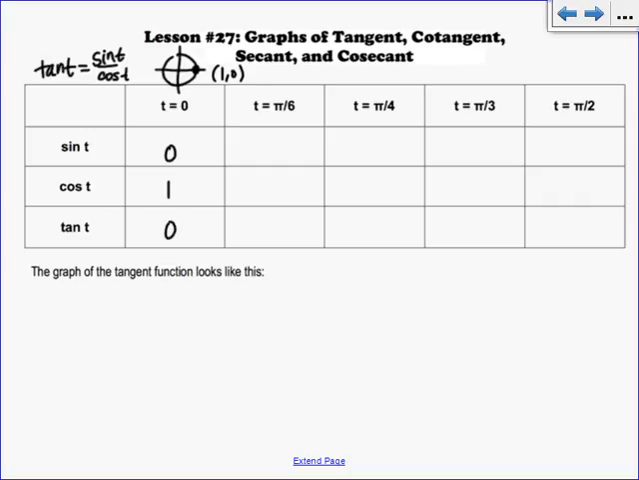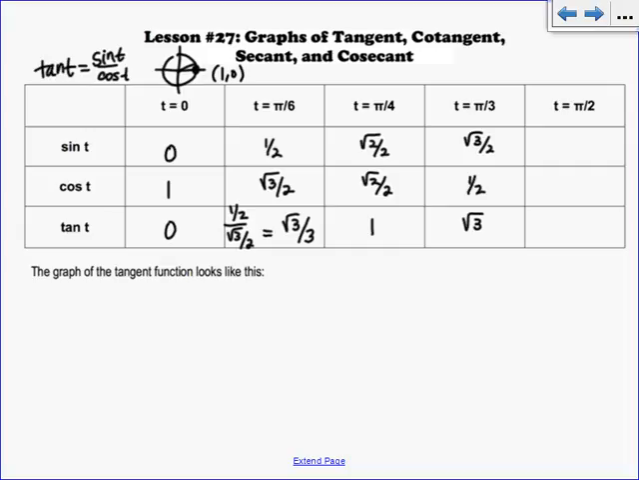So the tangent is going to be sine divided by cosine, which is 0 over 1, or 0. But if we're at pi over 6, remember the sine is going to be 1/2, the cosine is going to be root 3 over 2. When I divide those out, it gets a little bit messy, but we've done this before, and it will simplify to root 3 over 3. Then pi over 4, I have root 2 over 2 and root 2 over 2, so sine divided by cosine gives 1. Pi over 3 gives me root 3 over 2 and 1/2, so when I divide those out, I get root 3.